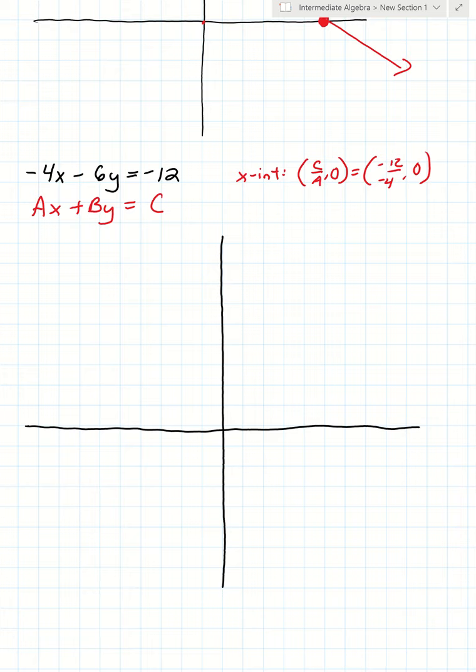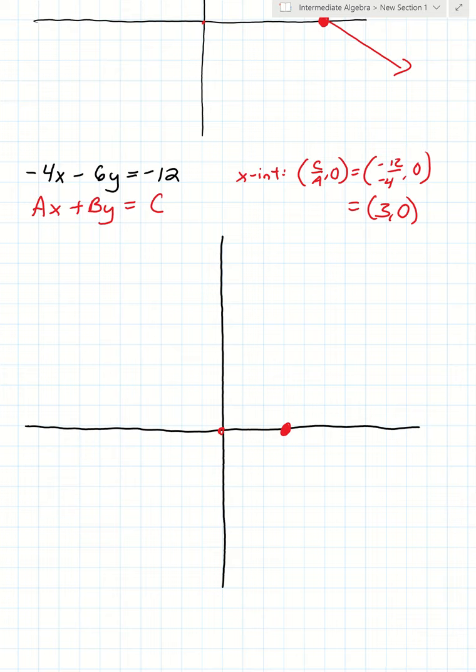And when we simplify that, we get an x-intercept of (3, 0). So let's plot that point. Here I am at the origin, and I have to go 3 over, 0 up. So there is my x-intercept.